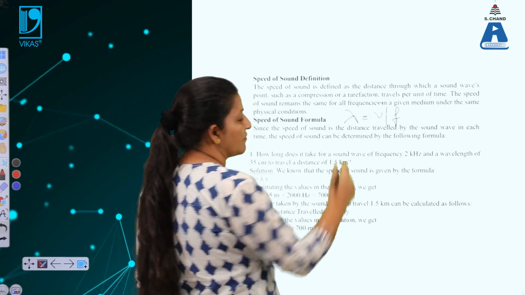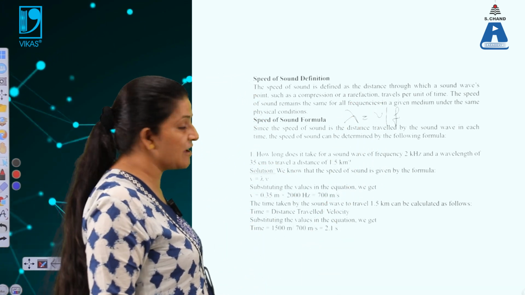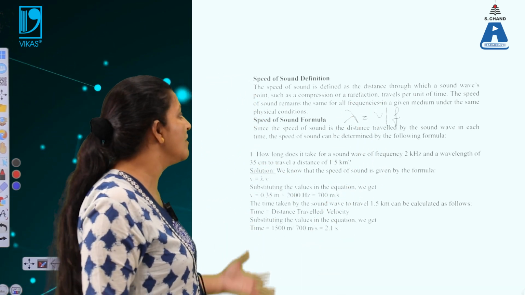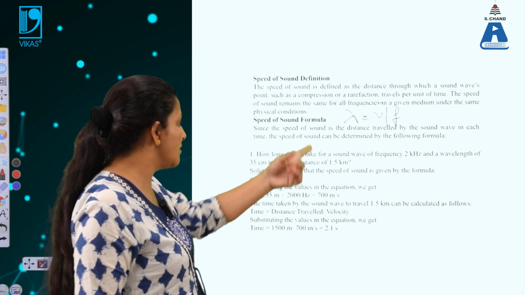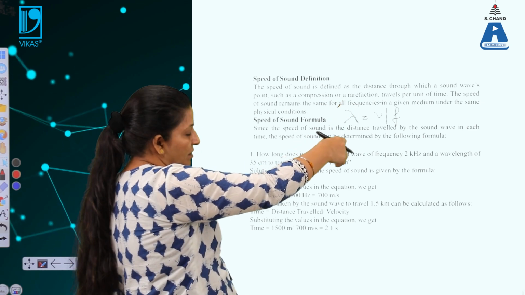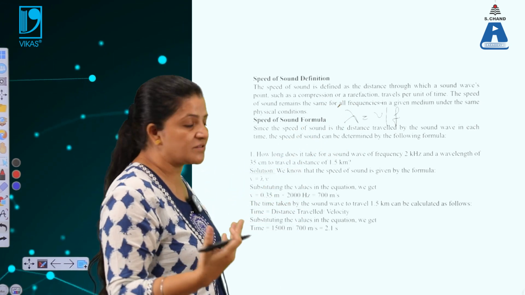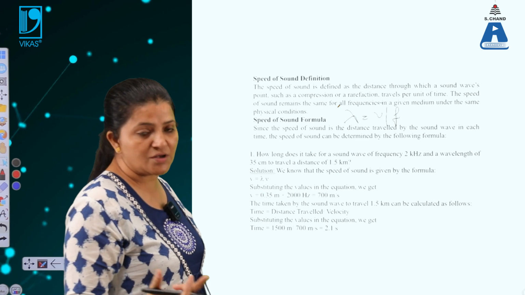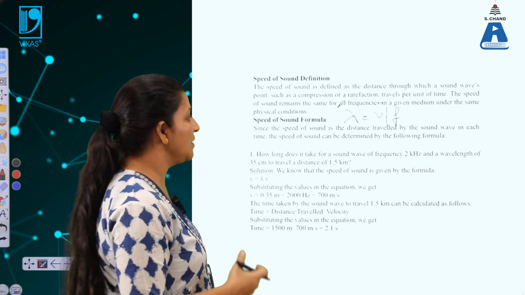What is V here? That is the velocity of the sound wave, and what is F? That is the frequency of the sound wave. So if we know lambda, the wavelength of the sound wave, and we know the frequency of the sound wave, the speed can be calculated.